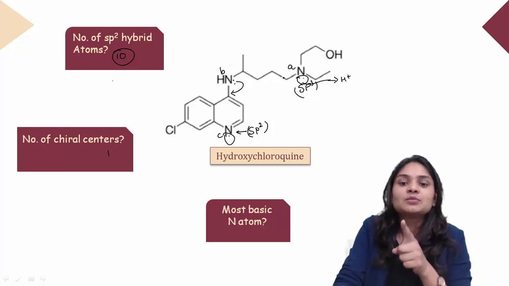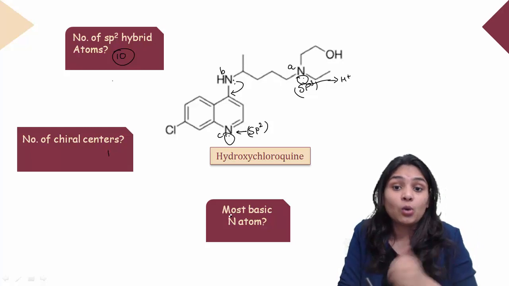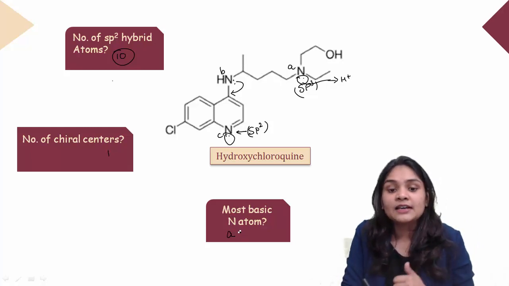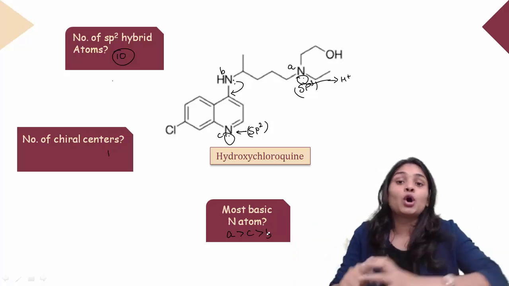Okay, so this is most basic among A, B and C. And if we have to write the order, so A is most basic, then C, and then B is least basic. So this should be your order.